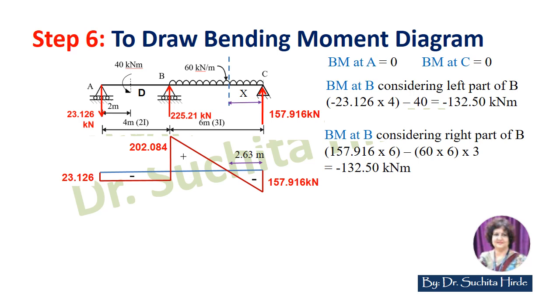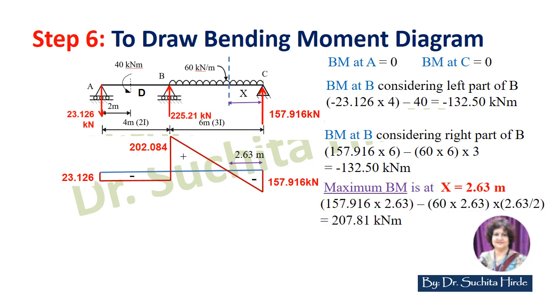After that, we will calculate maximum bending moment. We know that shear force is 0 at 2.63 meter from C. So we will write a general equation of bending moment at 2.63 meter. So maximum bending moment is at x equal to 2.63 meter. So write the equation from right side.